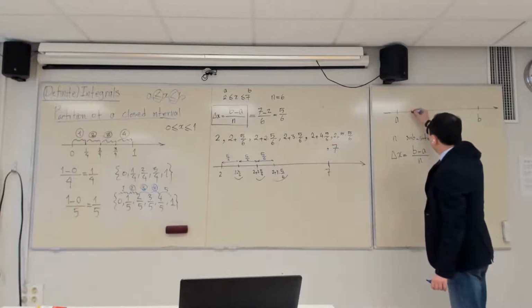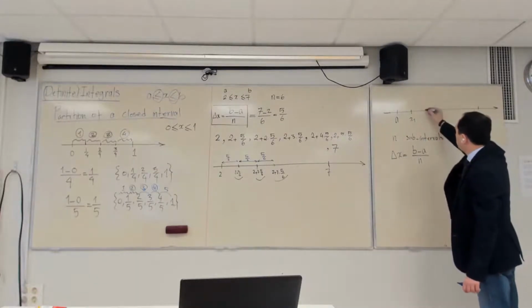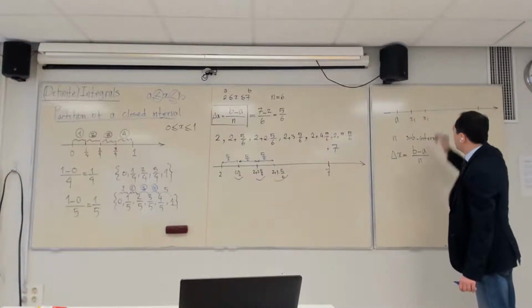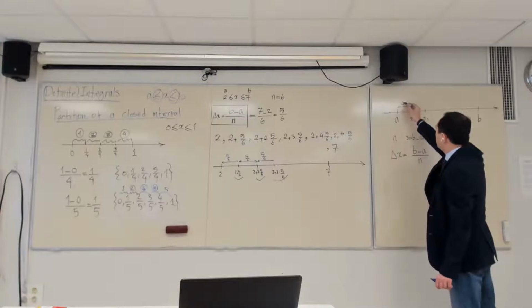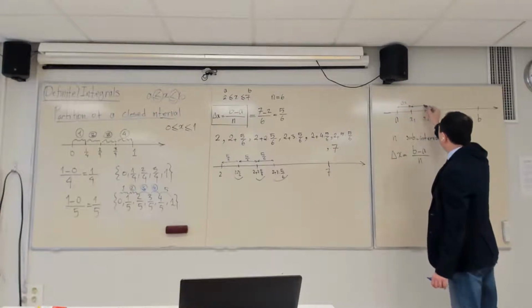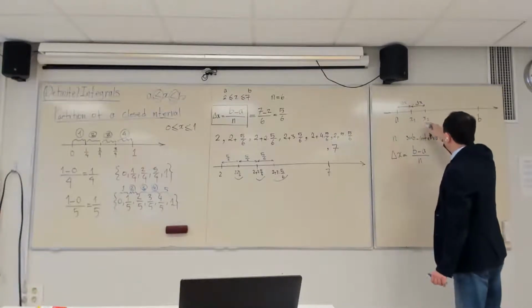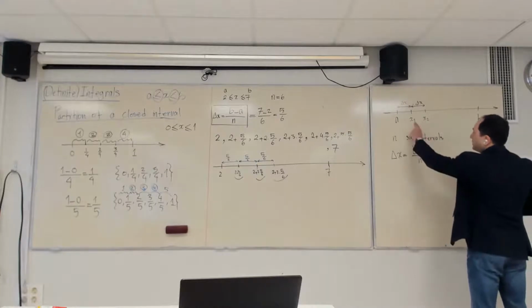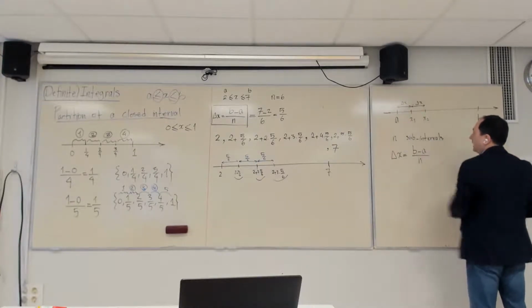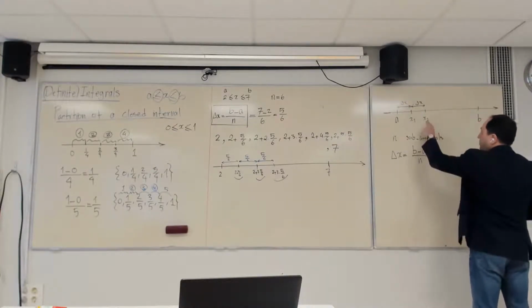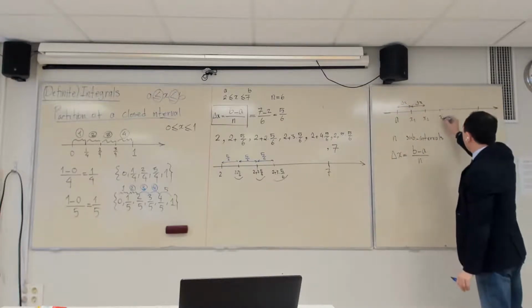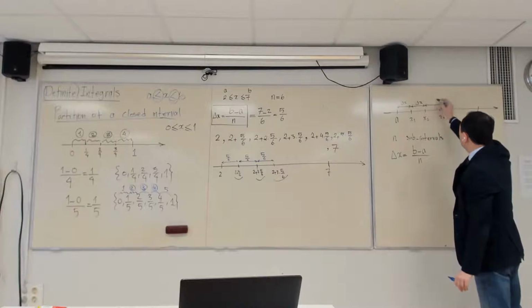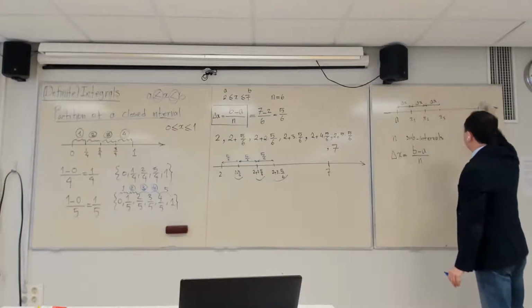So the first number, let me call it x1. The second number, let me call it x2. What is delta x? I add one delta x here, I will get here. I add one more delta x, I get here. So for x1, I add 1 delta x. For x2, I add 2 delta x's. For x3, I add 3 delta x's. Okay, and then I will continue.